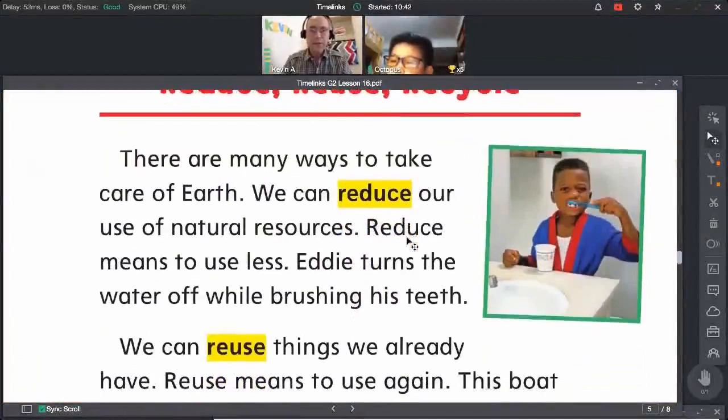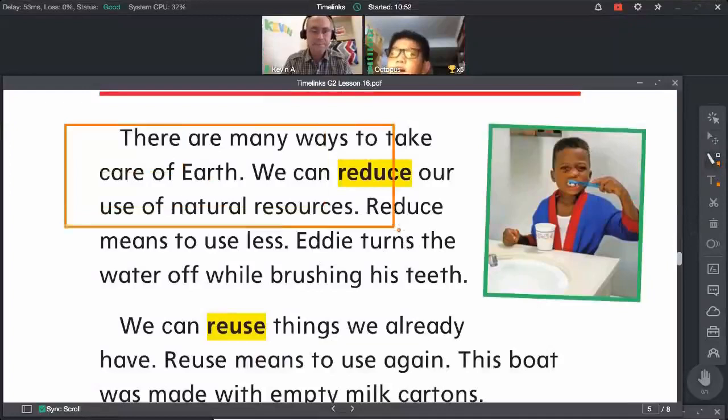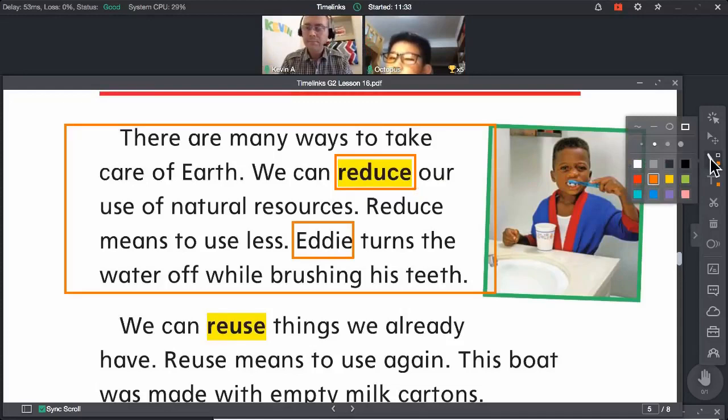So let's read this next part. It talks about our other three words that we're using and learning today in vocabulary. Could you read this first paragraph only? Okay. There are many ways to take care of Earth. We can reduce our use of natural resources. Reduce means to use less. Eddie turns the water off while he brushes his teeth. Okay, very good. So here's the first word, reduce. What does reduce mean? It means to use less. That's right. Very good.